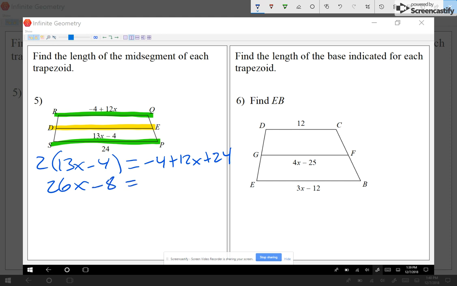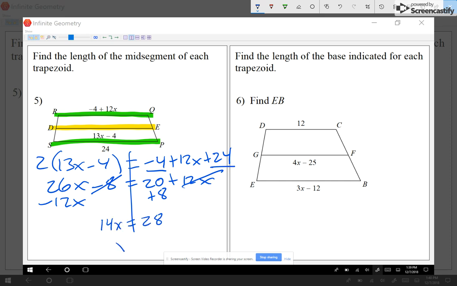26x minus 8 equals, on the right side, I can combine the like numbers. So 20 plus 12x. I see x's on both sides. I'm going to get rid of the 12x, so I'm going to subtract it on the left side. My minus 8, I'm going to add it on the right side. So on the left, 26 minus 12, that's 14. So I have 14x equals 28. x must be equal to 2.